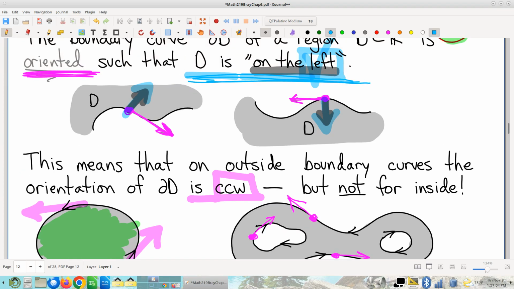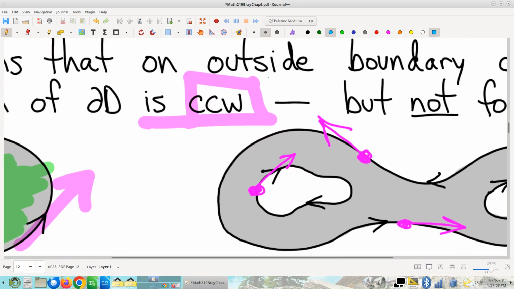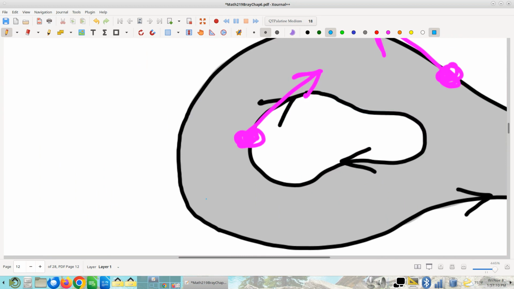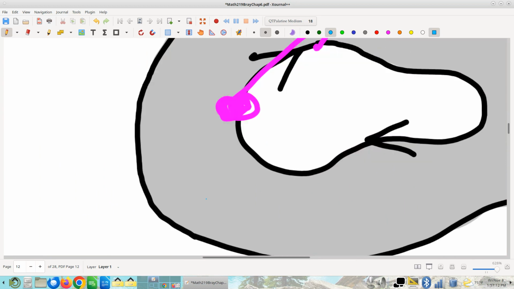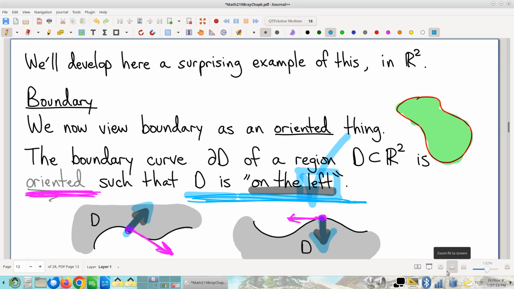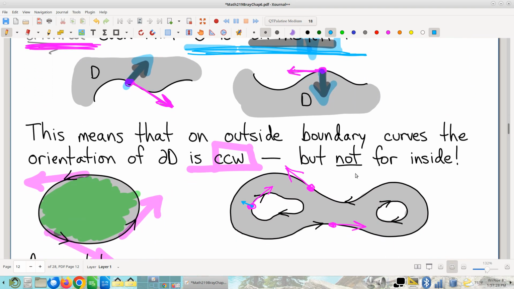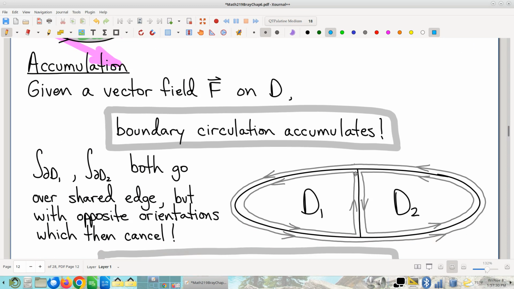Whichever way puts the region on your left. If you look at this point right here, going the way that I've got marked there, notice the region's on my left, so that's the correct answer. And this counterclockwise rule is a red herring. That's not the rule. It's a coincidence most of the time. It's not the correct rule.